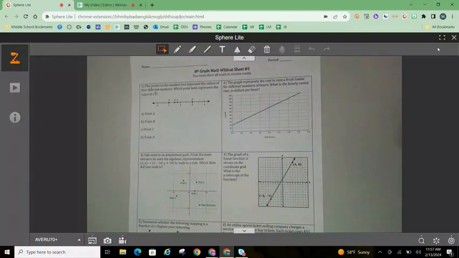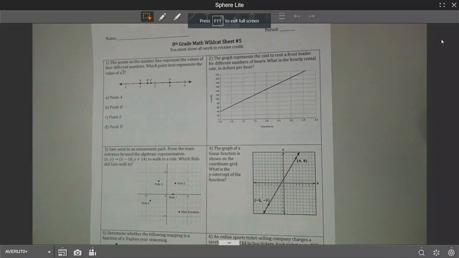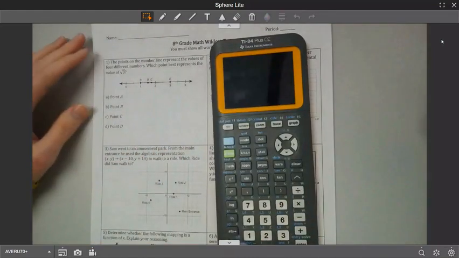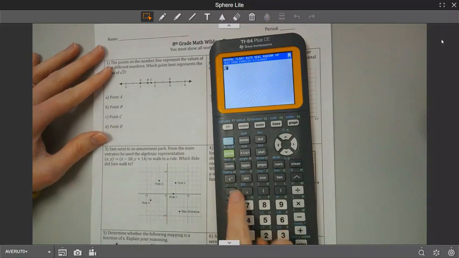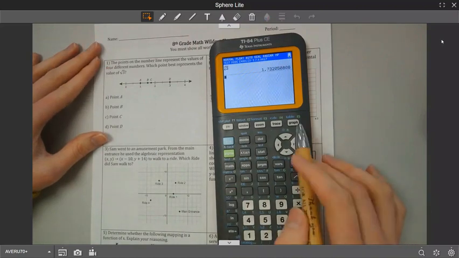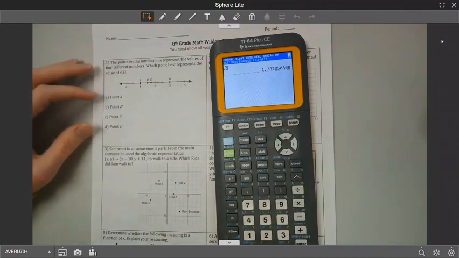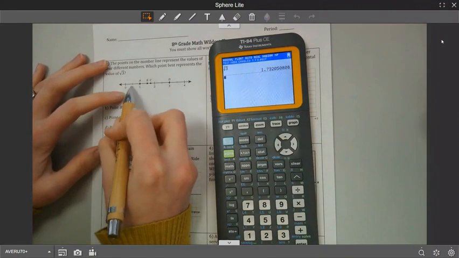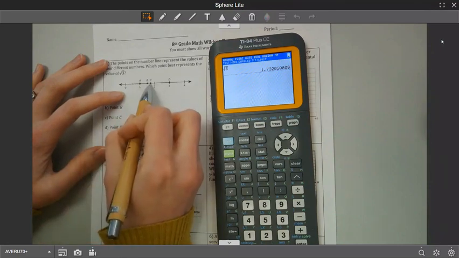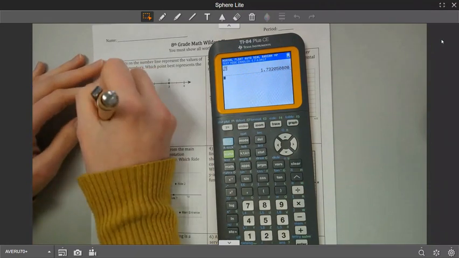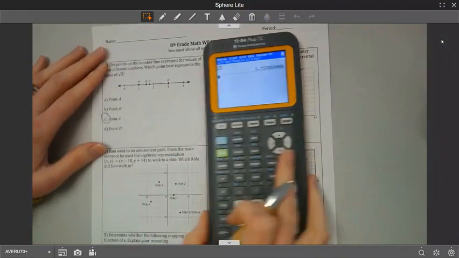And go over 8th grade Wildcat sheet number 5. So the points on the number line represent the values of 4 different numbers. Which point best represents the value of the square root of 3? Well, immediately that should be using your calculator. So you're going to do second x squared to get the square root sign 3. That's 1.73. So I can see this is broken up by halves because there's a line halfway between 1 and 2. So 1.7 would be just past 1.5. So the point is C.